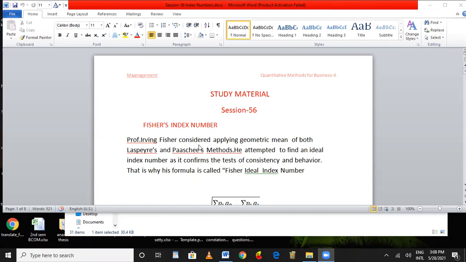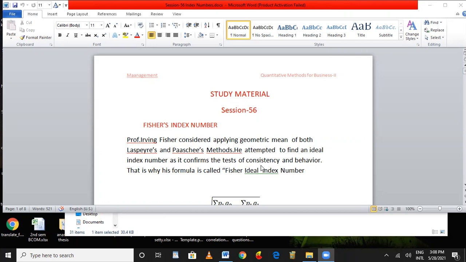Professor Irving Fisher considered applying the geometric mean of both Laspeyres and Paasche's methods. Fisher's index number is considered the ideal index number because it considers the previous years as well as the current years, both prices as well as quantities, and it also uses the geometric mean. He attempted to find an ideal index number as it conforms to the tests of consistency.